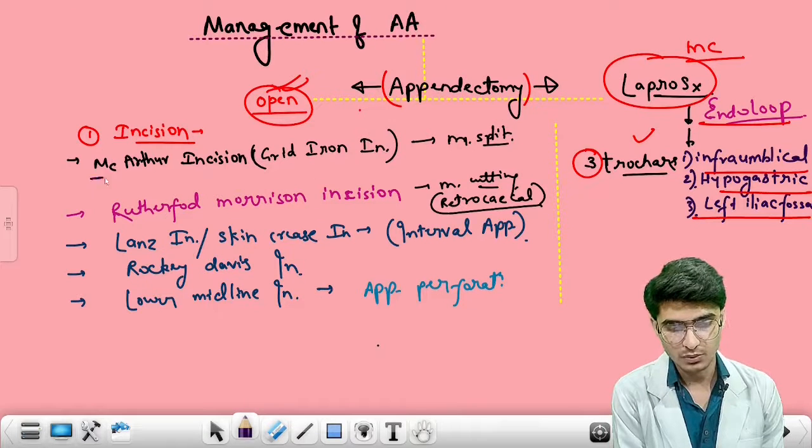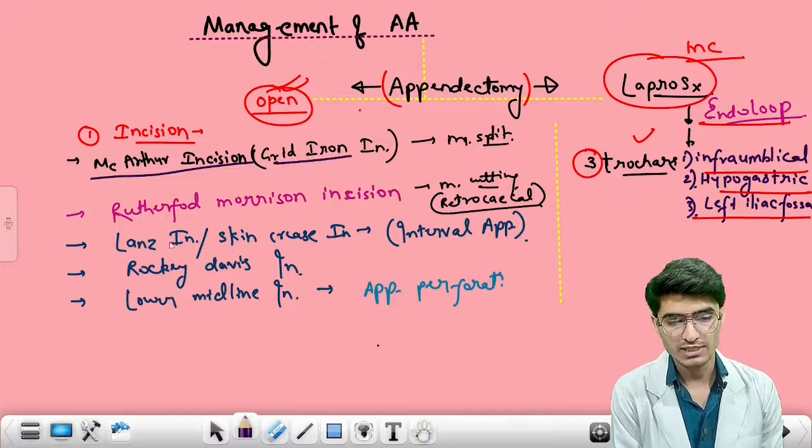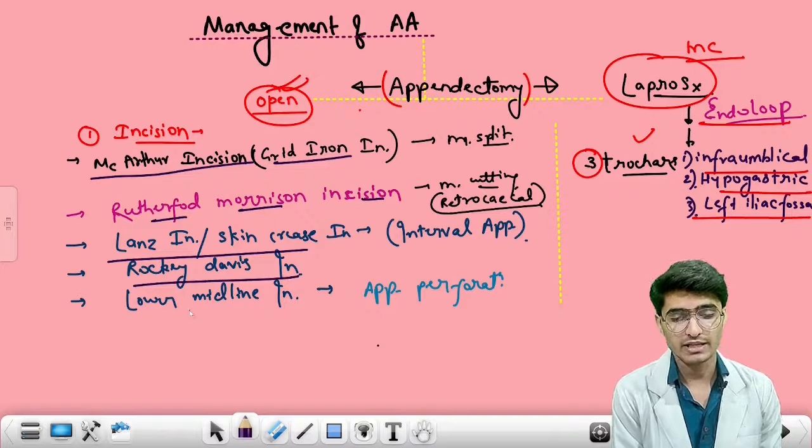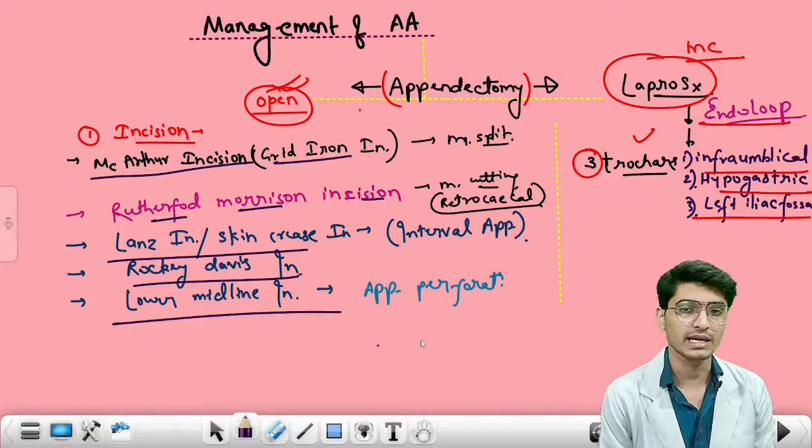So this is the first one, that is McArthur or Iron grid. Second one is Rutherford Morrison incision. Third one is Lanz one. Fourth one is the Rocky Davis, and the fifth one is the lower midline incision.